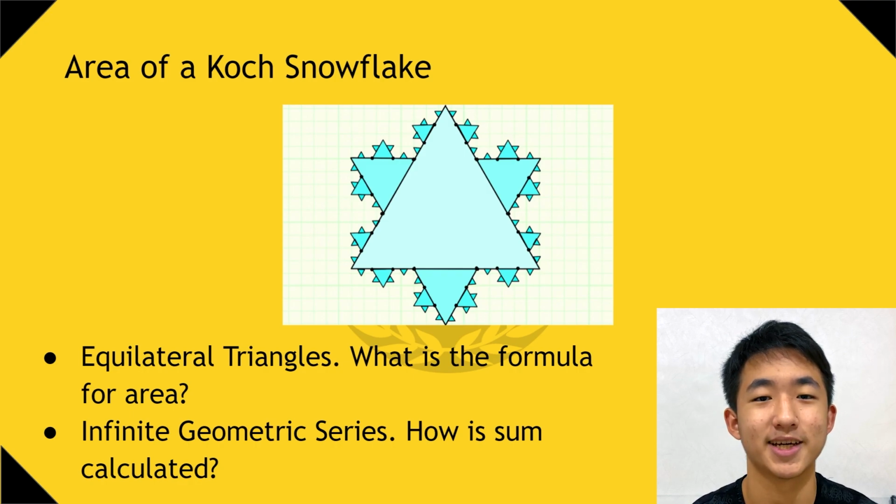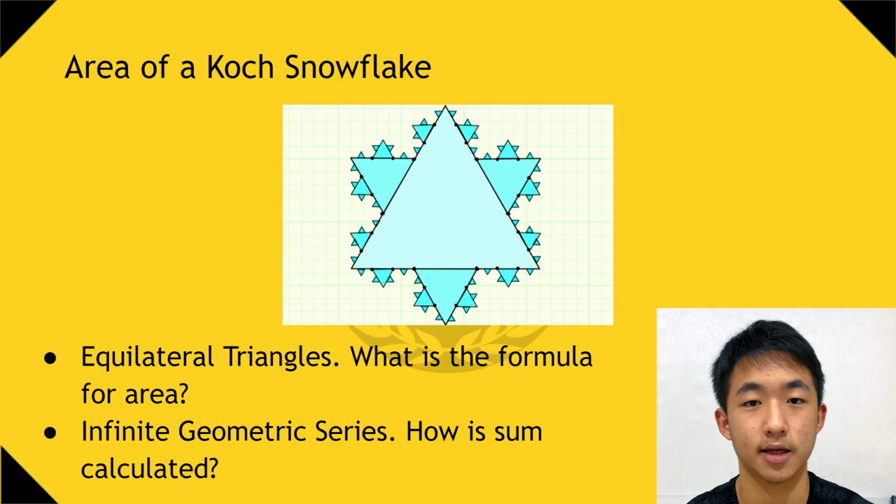Now, you guys have 30 seconds to derive a basic plan of attack for this problem. Remember these tips and think about how we can calculate the area of the final iteration of the Koch snowflake.